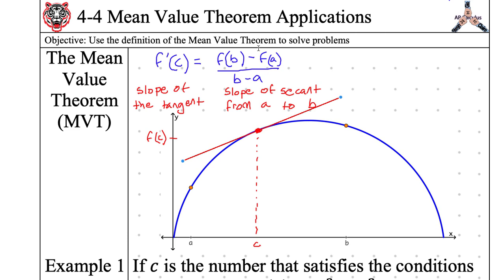You actually have to use this definition of the mean value theorem and then set what you know. You probably know b and a and f of b and f of a, and then you'll have to solve for c. You'll have to take the derivative because that's f prime, and then play around with it until you actually get an x value out for c.